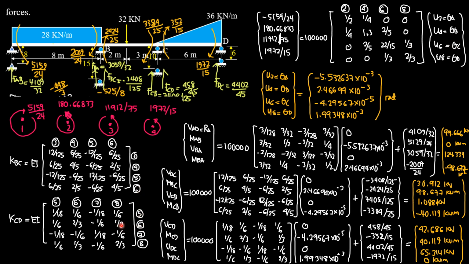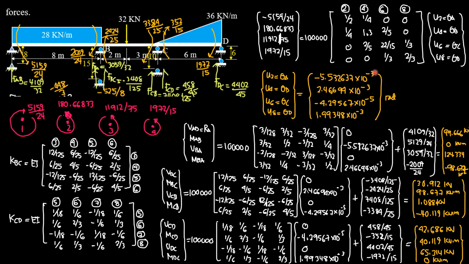6/8, 1/3. So 1/3. Copy 1/3. This is 8/8, and we have 8/8, 2/3. So 2/3. Therefore, we can now compute U2, U4, U6, U8, which are respectively theta A, theta B, theta C, theta D, is the product of the inverse of this matrix and this force matrix here.